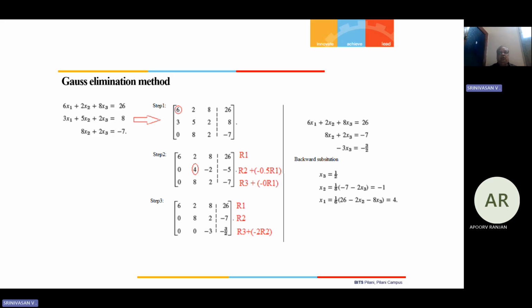Now R2 is fixed because already R1 on which R2 and R3 are done. R3 is of course the same because already 0 is there. Now we have to go for the third row and second column. So it must be this element. Your third row, second column element must be made 0. Then only you will have zeros beneath the principal diagonal element so that it becomes upper triangular.